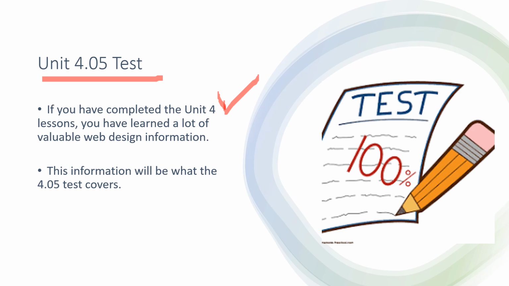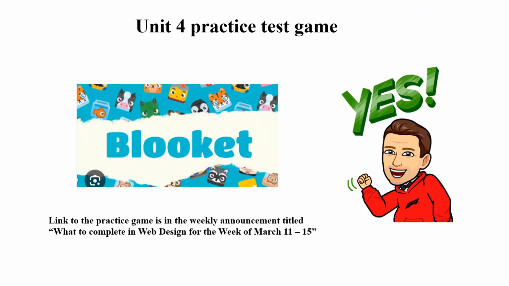Okay, this information, yeah, so that's what 4.05 covers, is from lessons 4.1 through 4.4. Now I don't expect you guys to guess what I think is important through those lessons. So with that said, I will have a Blooket game created for you that you can start probably later on this afternoon, but surely before Monday. And you can play it on Monday. That's what's on the calendar.